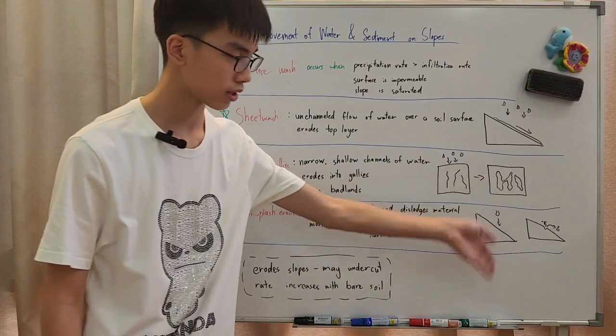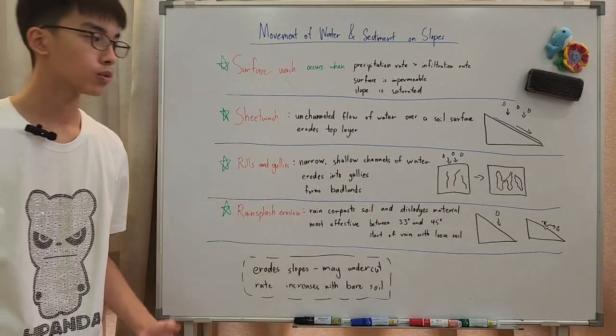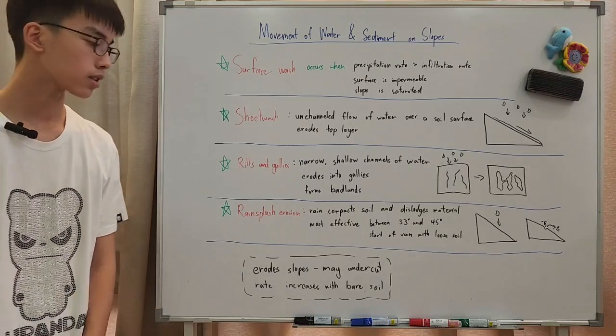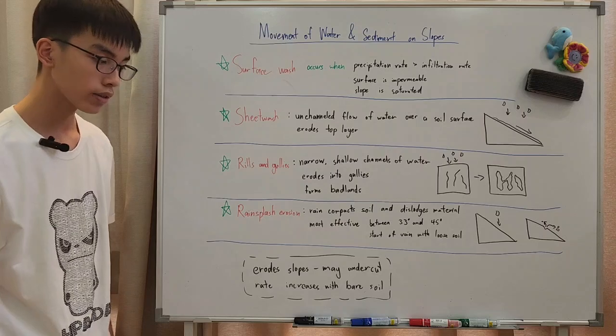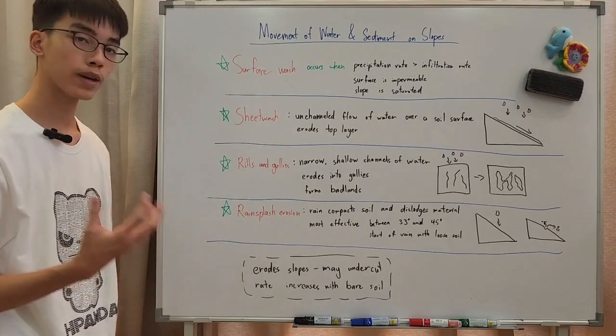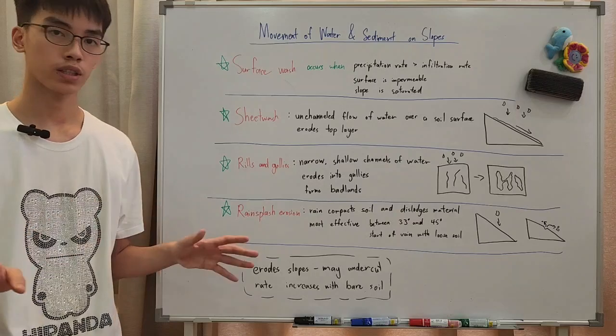So it will just cut the bottom. And this removes the support and that increases your shear stress, which leads to mass movements. And your rate also increases with bare soil. So all of this, the rates will increase with bare soil. Bare soil is just your surface with no vegetation at all.